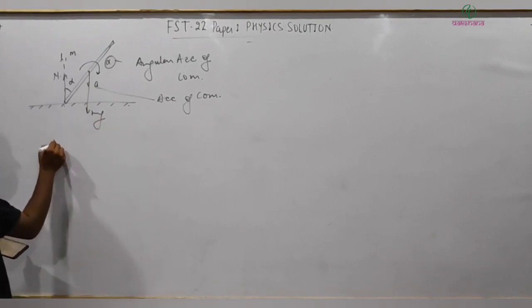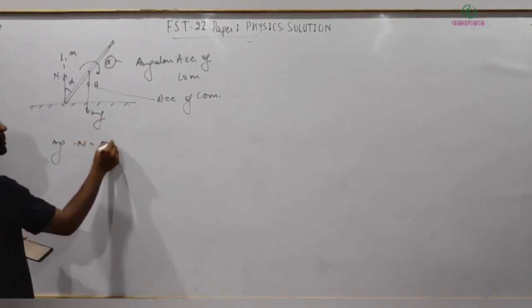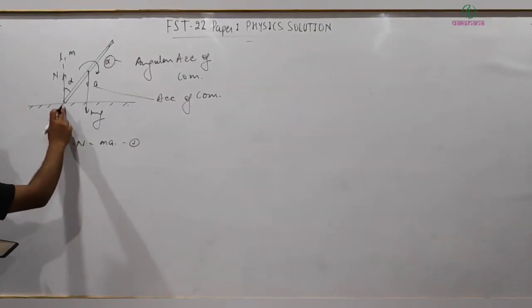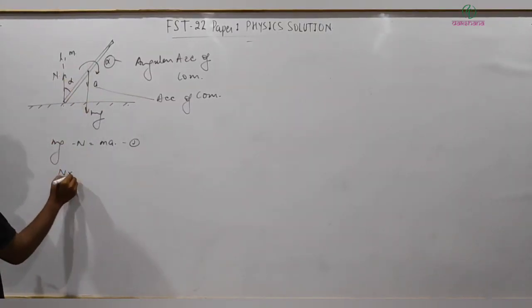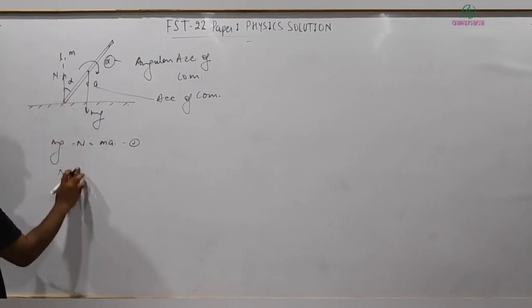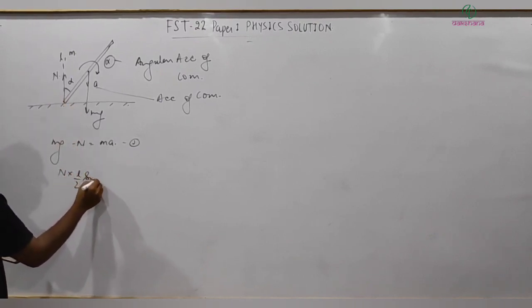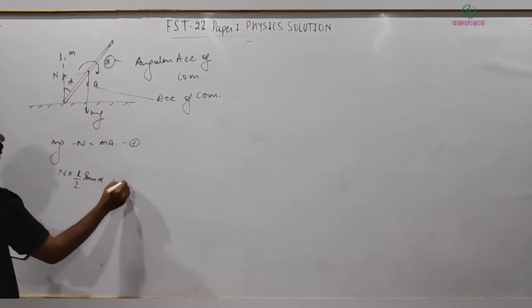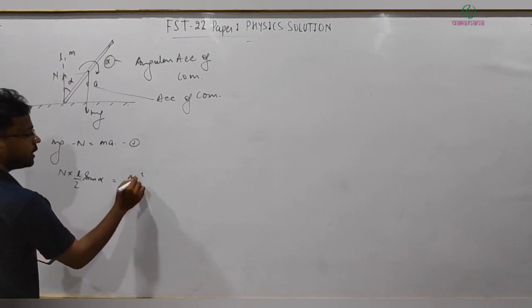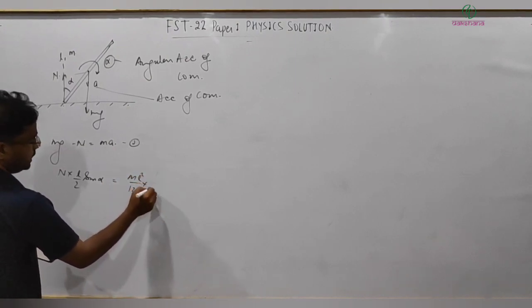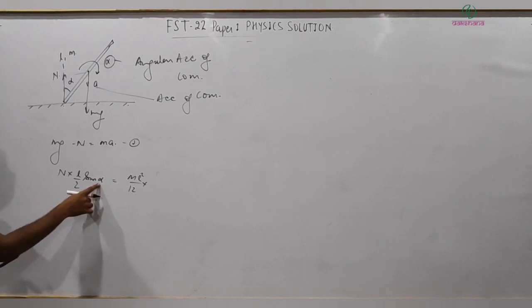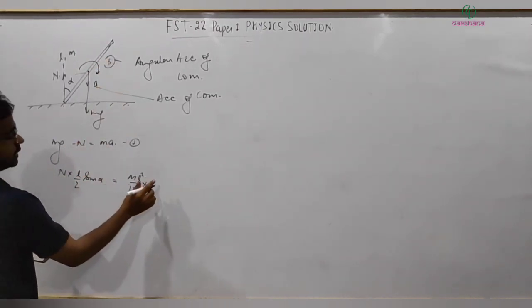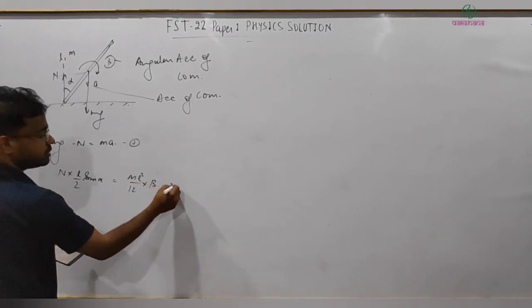So now I can write mg minus the normal force equal to mass times a, equation 1. Now, only the normal force will be applying the torque, so I can write N multiplied by L by 2 into sin alpha, the perpendicular distance, equal to mL² by 12 into the angular acceleration. Because alpha we are using here, let me take it as beta, then I will be writing I into beta. This is equation number 2.